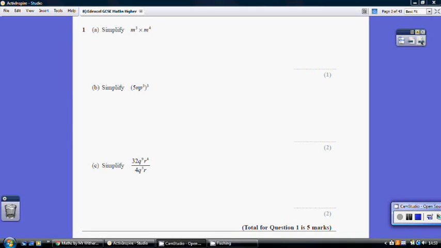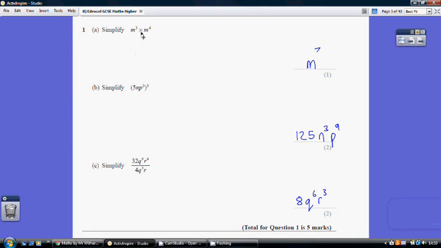Question 1a. Well, when we're multiplying, we add the powers. So 3 add 4 is 7, so m to the power of 7.